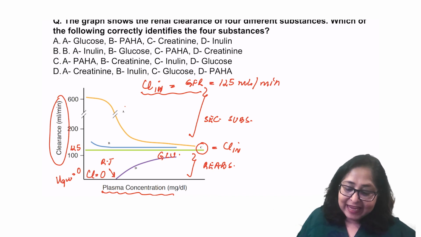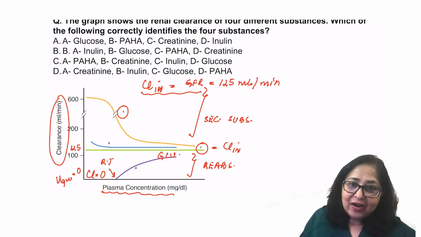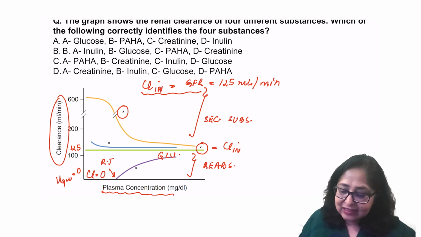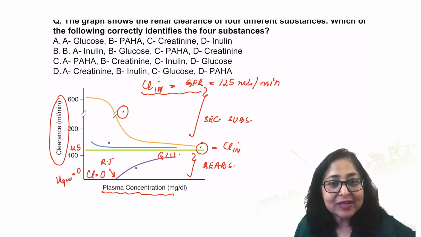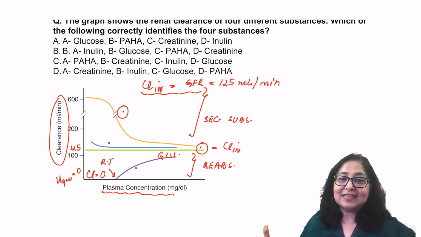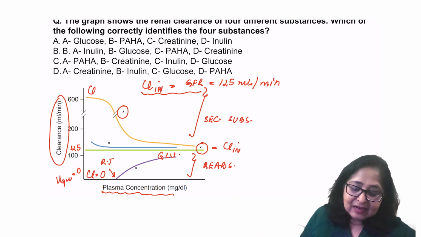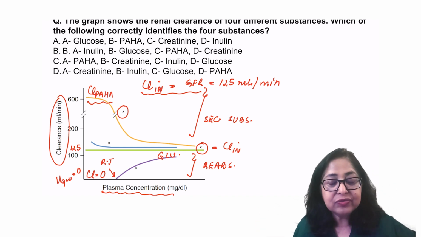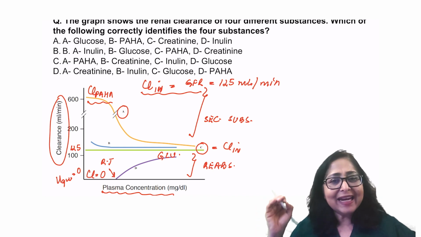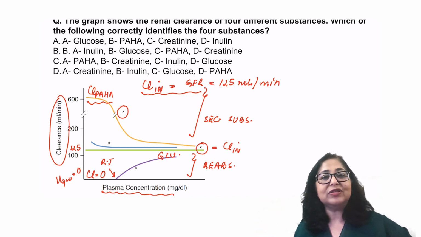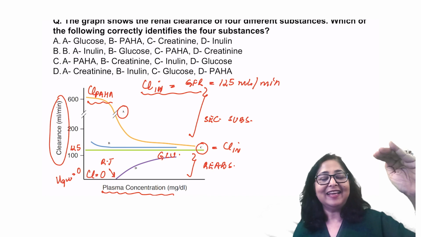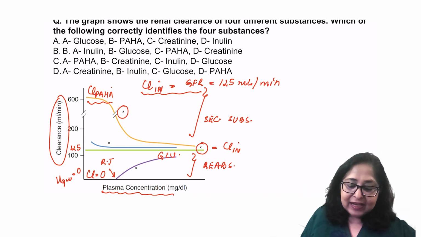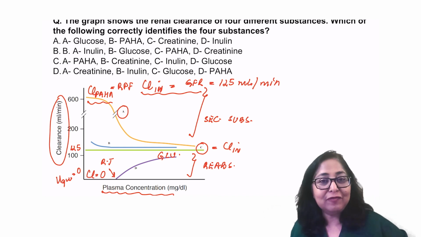Look at substance A. At low concentration, very high clearance. But as the concentration of that substance increases in the plasma, the clearance starts reducing. This is the clearance of para-aminohippuric acid. Para-aminohippuric acid in low concentration is freely filtered and completely secreted. So its clearance is very high. And the clearance of para-aminohippuric acid in low concentration is equal to the renal plasma flow.